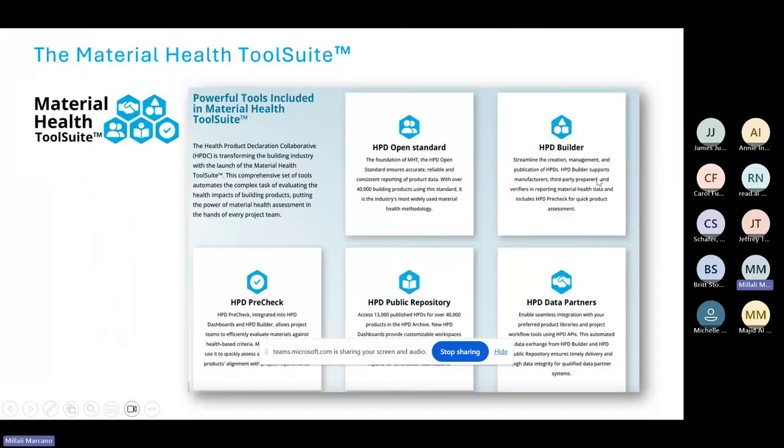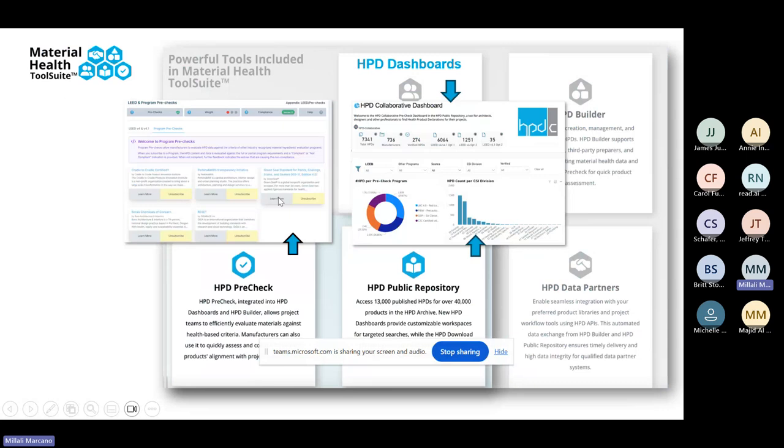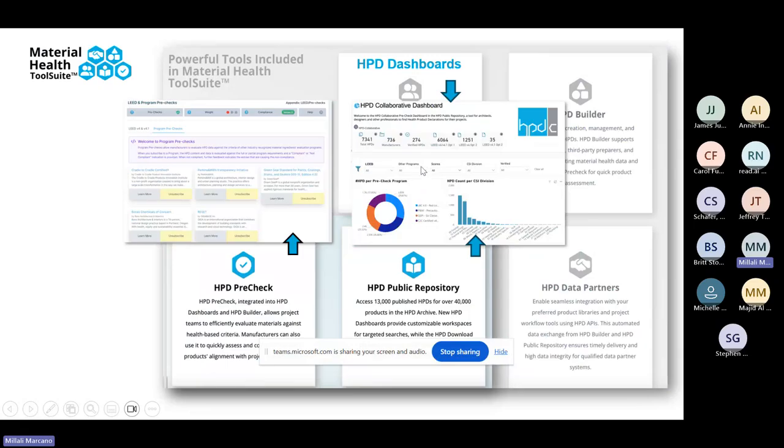So the HPD dashboards are part of our Material Health Tool Suite. They're the new version of the HPD repository and our latest release. It is a combination of tailored filtering that is based on the pre-check in the builder, the HPD pre-check, and different ways to display the data and to find HPDs in a more accurate way.